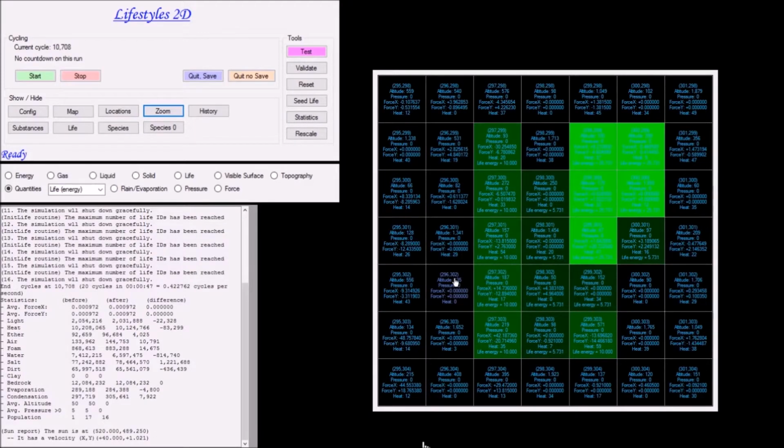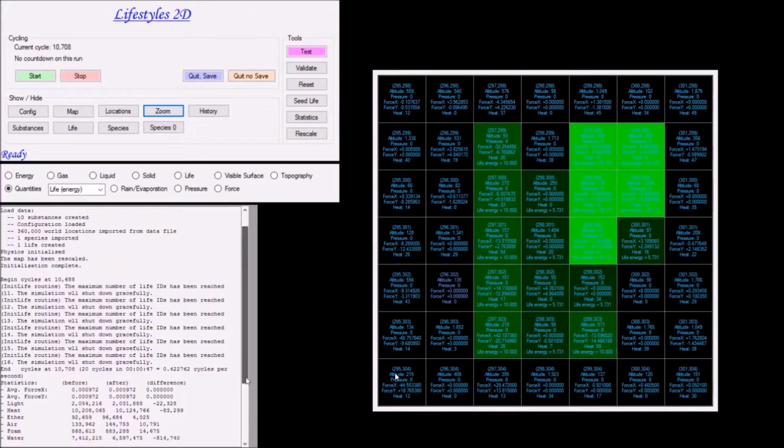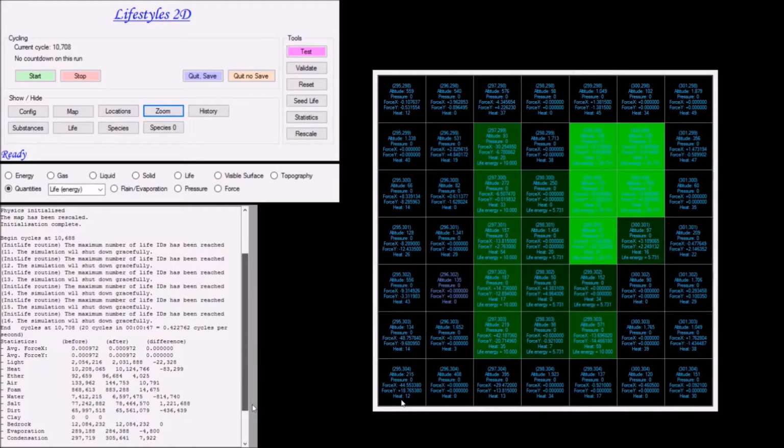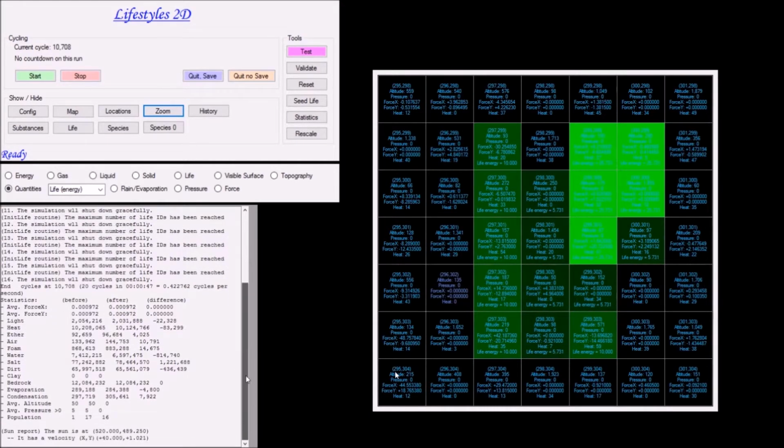Life. Now we have stopped. Why have we stopped? Oh, the maximum number of life IDs has been reached. I set a hard limit on the life IDs to be 10. There's no reason for there to be a limit because the life ID is just a number, so it can go as high as the machine can handle. But I set it to 10 just to test the fact that it was reaching the maximum.